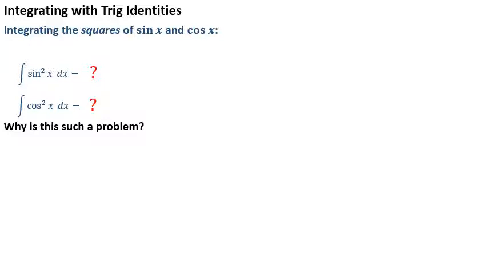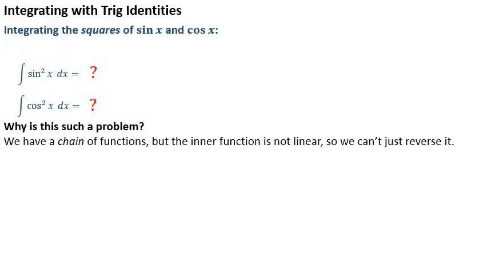What's the big problem? Why is sine squared causing us such a headache? Well, the main issue here is that we have a chain of functions, but the function on the inside is not just 3x plus 7 or ax plus b. It's not something linear. So we can't do the standard approach of just reversing. If we were dealing with sine of 7x minus 9, well, we just integrate it to get minus cos of 7x minus 9, and then we divide by 7. But we can't do that here because this is sine x being squared. The inner function is sine x. So it's not something we can just directly reverse.